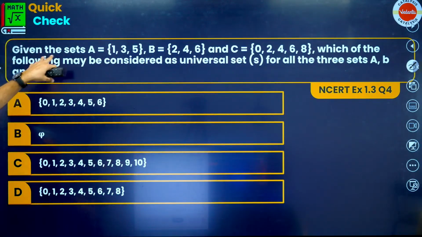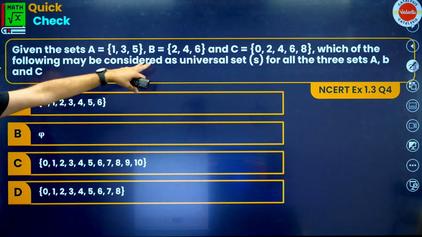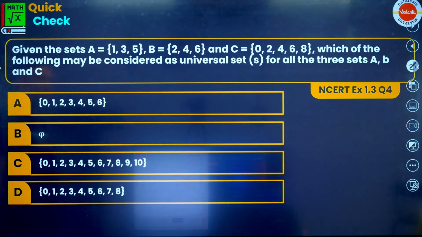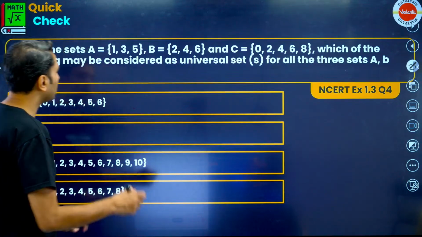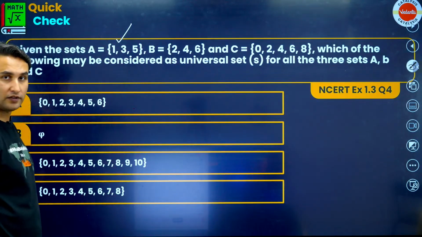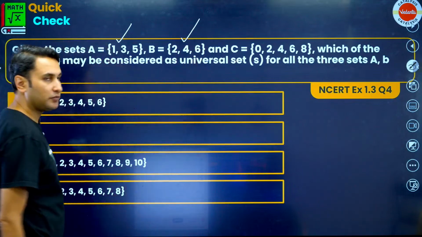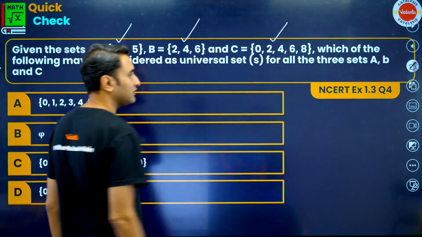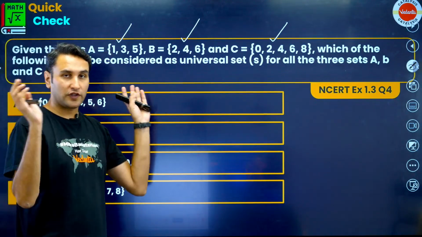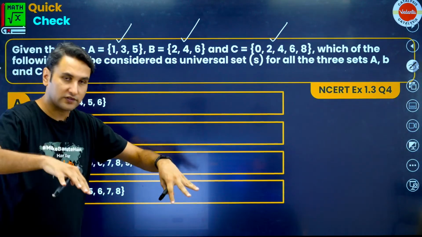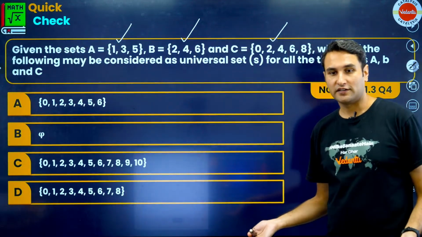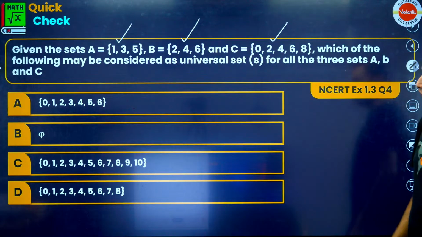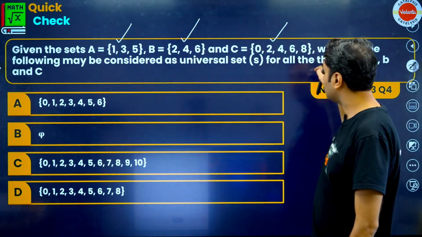Now, given the sets A, B and C, which of the following may be considered as a universal set for all the sets A, B, C? In simple words, the universal set should contain everything contained by A, everything contained by B, everything contained in C. If you put elements of A, B and C in a box, that box is the universal set. So which of these sets contains everything contained within these?